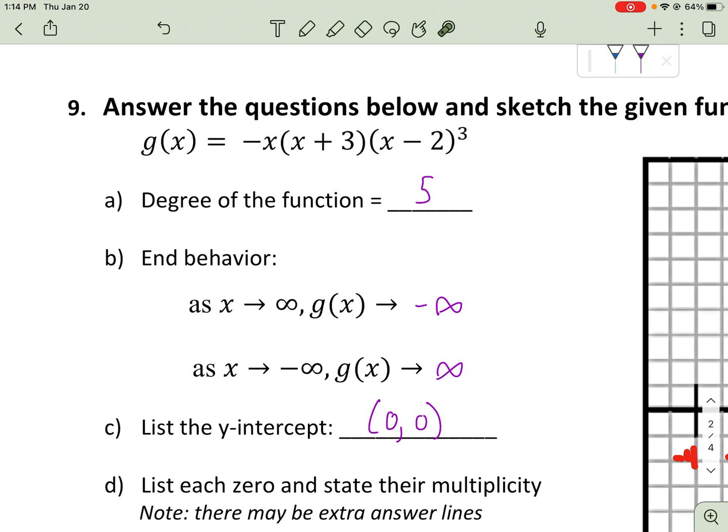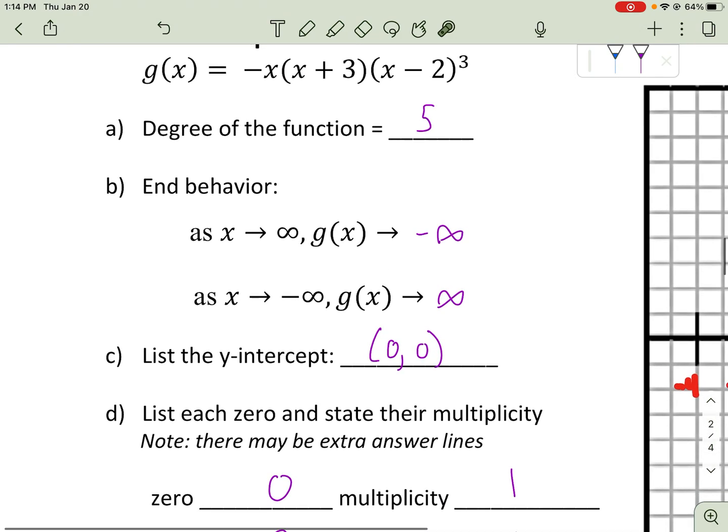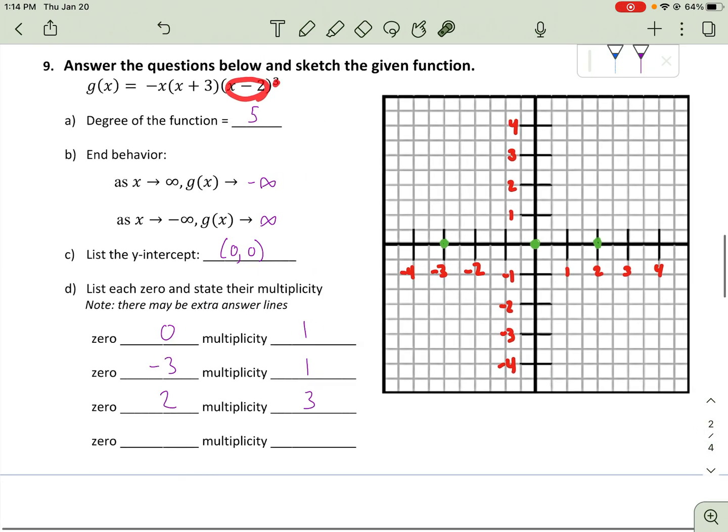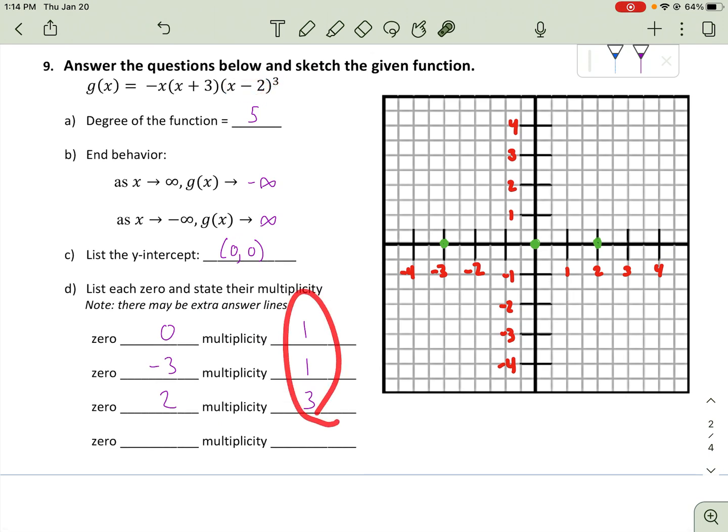Our zeros, or our x-intercepts, you're going to get one from this. What value do you plug in for x right here to get 0 right there? Well, 0. If x is 0, you get 0. So x equals 0 is one of our zeros, and it has a multiplicity of 1, because this has a power of 1 right there. Then we get negative 3 with a multiplicity of 1, and we get positive 2 with a multiplicity of 3. So all of these are odd multiplicities, which means the graph will pass through every single one of these zeros.